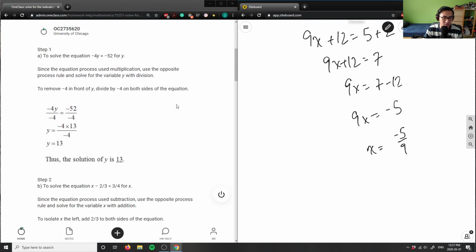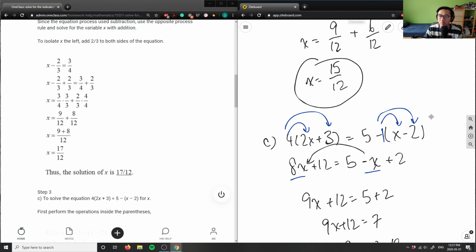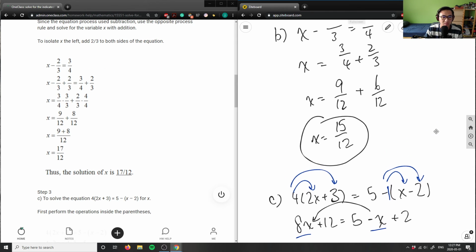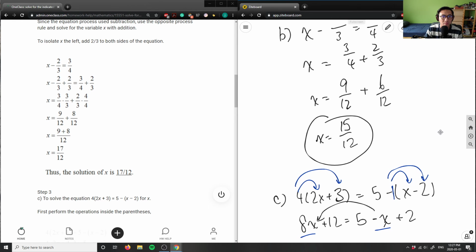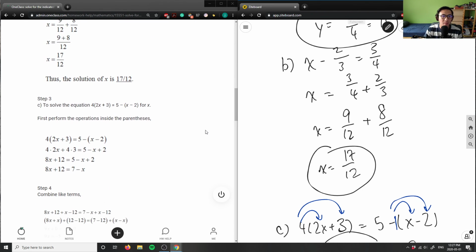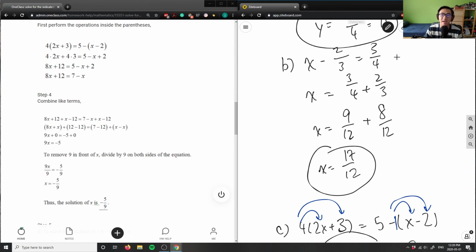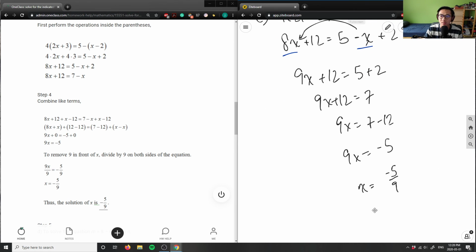And let me just check this answer really quickly. 13 was my correct answer. 17 over 12 is my correct answer. Give me a second here. Oh, yes, it is. Sorry, this here, 2 times 4 here is 8. Sorry. And this here would be 17. Sorry about that. And let's see. Yes, x would be negative 5 over 9, like so.